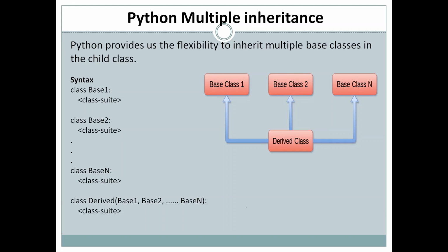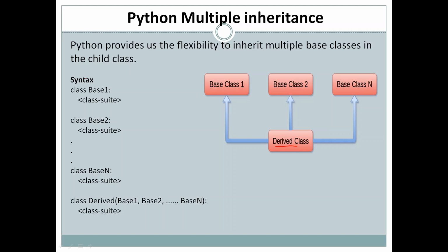Okay, Python also supports one more type of inheritance, that is multiple inheritance. Multiple inheritance is not supported by Java, but Python supports multiple inheritance as well. In multiple inheritance, one class may inherit from multiple other classes, or you can say there can be more than one base class for a derived class. As shown in the diagram, we have a derived class or a child class, and the child class is inheriting from more than one base class, that is base class 1, 2 and any number of base classes.